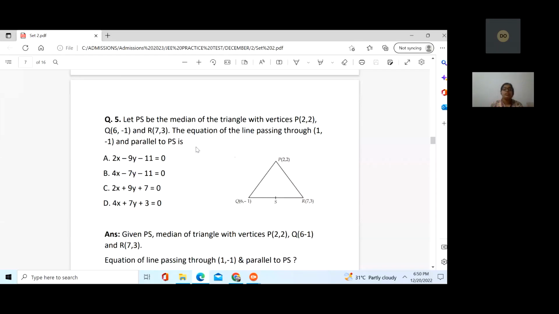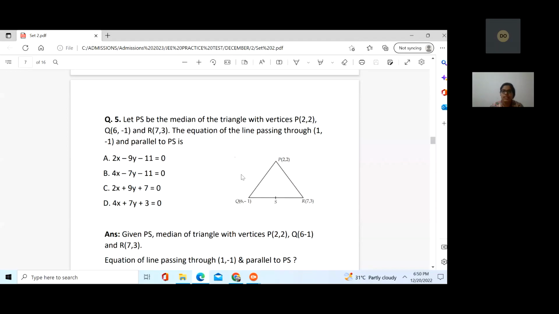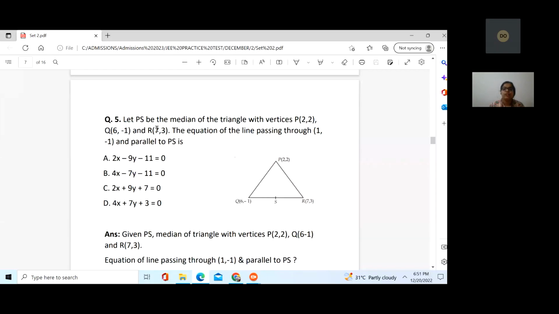In some of these types of questions, they'll provide you the options, and in other cases, they'll provide you the diagram. In that case, you need to start by drawing the diagram first. So PS is termed as the median of the triangle, and all the vertices are given: P is (2, 2), Q is (6, -1), and R is (7, 3). You need to find the equation of the line passing through (1, -1) that is parallel to PS.